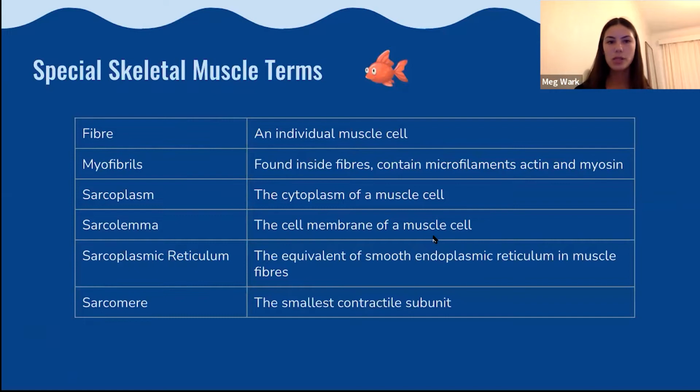So we've got some special skeletal muscle terms. It's like a different language essentially. First, when you say fiber, that means an individual muscle cell. Myofibrils are found inside each muscle cell or fiber. And the myofibrils contain 2 different microfilaments, actin and myosin. We'll discuss those later. Sarcoplasm is cytoplasm, but for a muscle cell. Sarcolemma is the cell membrane for a muscle cell. Sarcoplasmic reticulum is the equivalent of smooth endoplasmic reticulum, which is found in muscle fibers. And sarcomere is the smallest contractile subunit, which we're going to discuss next.